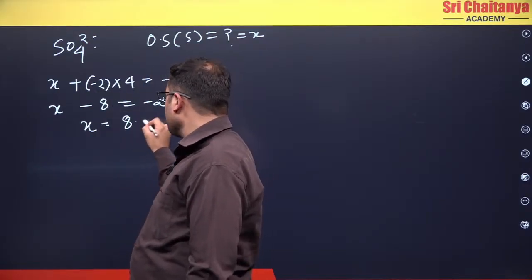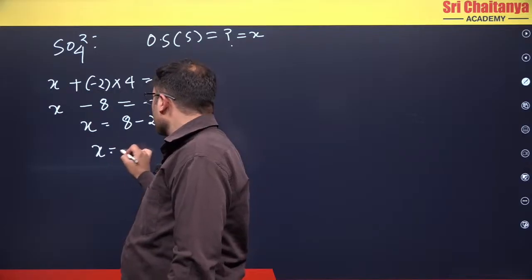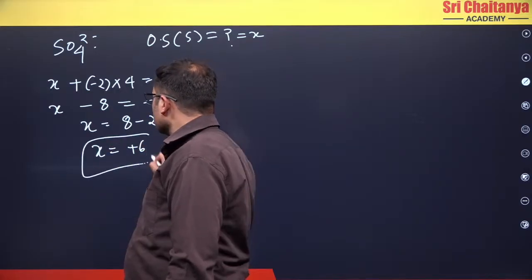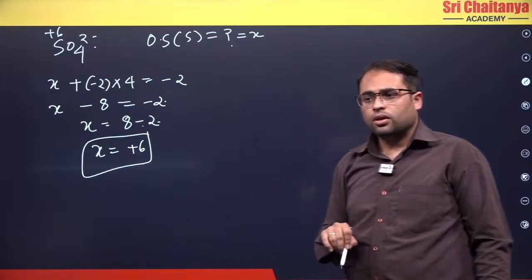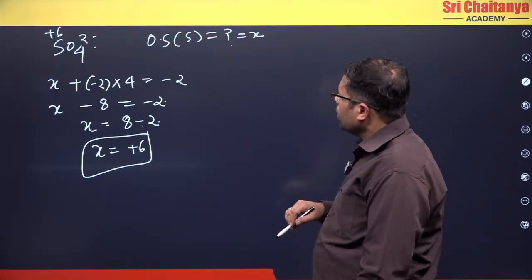So now, let it go that side, +6. So you'll have +6 oxidation state on sulfur, right? Okay.